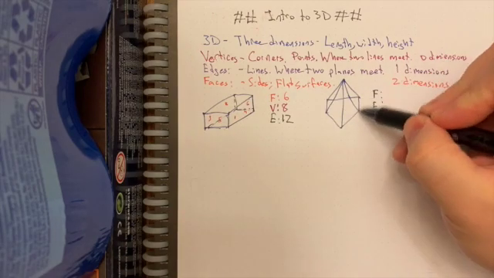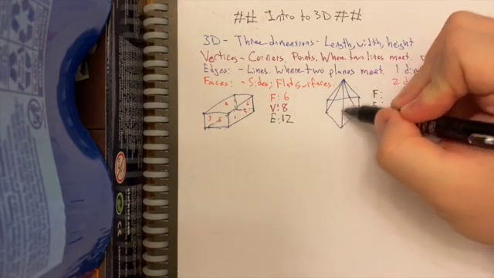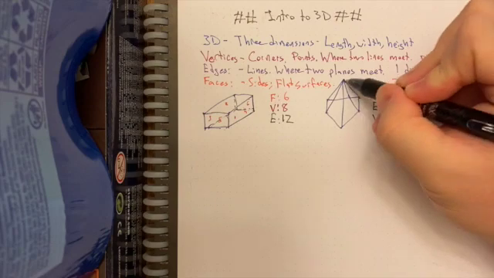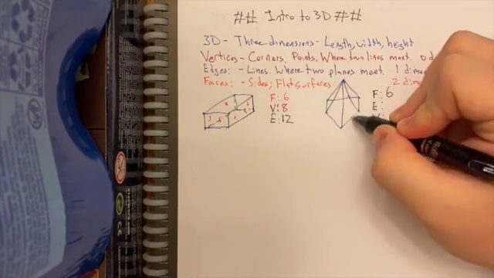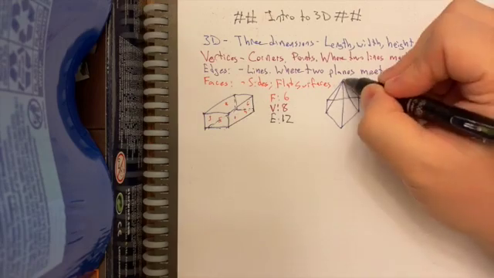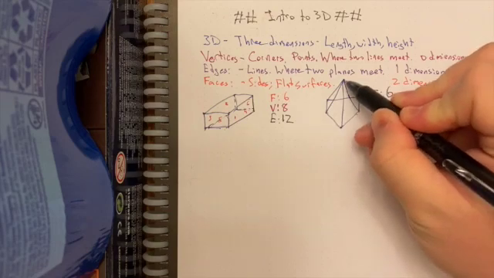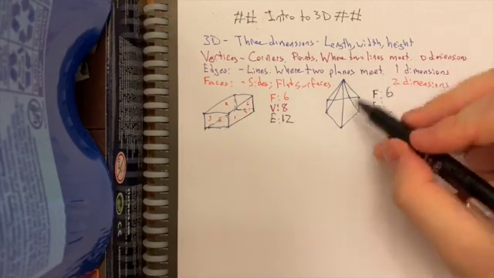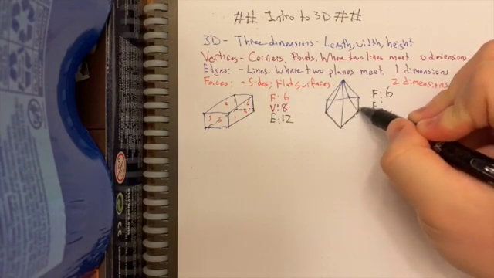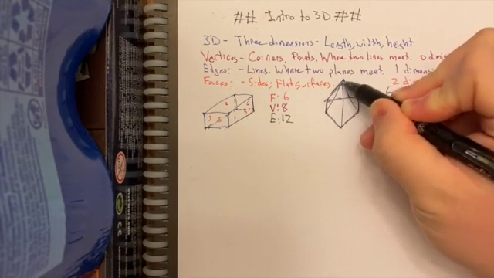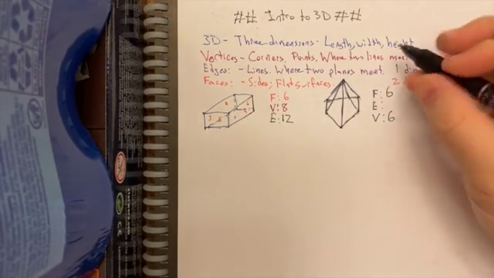So there's one. And then if you count those triangles going up, there's 2, 3, 4, 5, 6. So there's basically one bottom and then 6 triangles going to that point. Let's do vertices next. 1, 2, 3, 4, 5, 6. Edges. 1, 2, 3, 4, 5, 6, 7, 8, 9, 10.